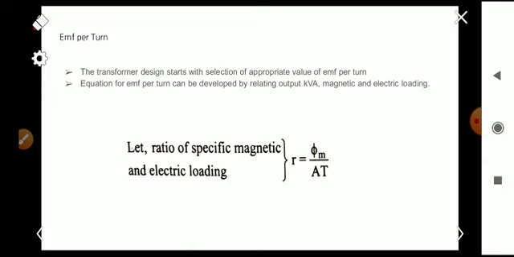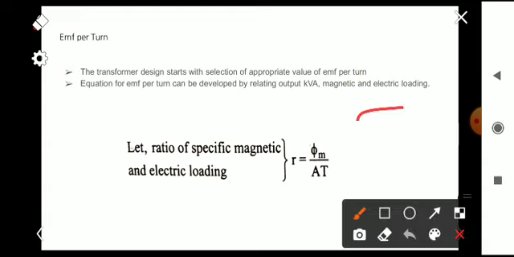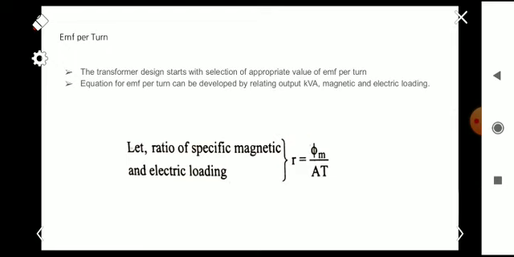As we know, transformer design actually starts with the selection of an appropriate value for EMF per turn. We can denote EMF per turn as ET. So we have to derive a relation between ET and the output kVA, Q.